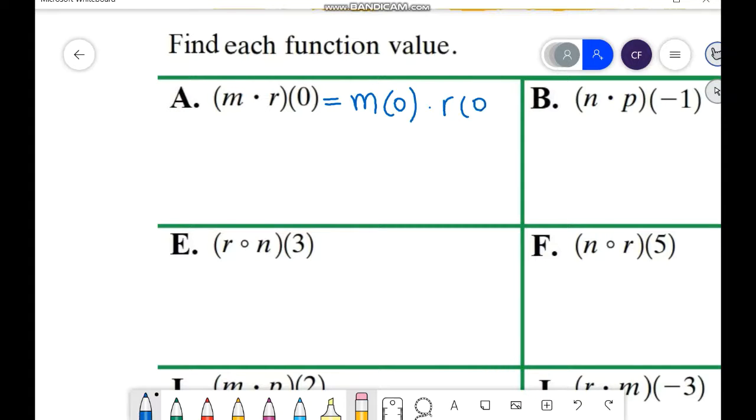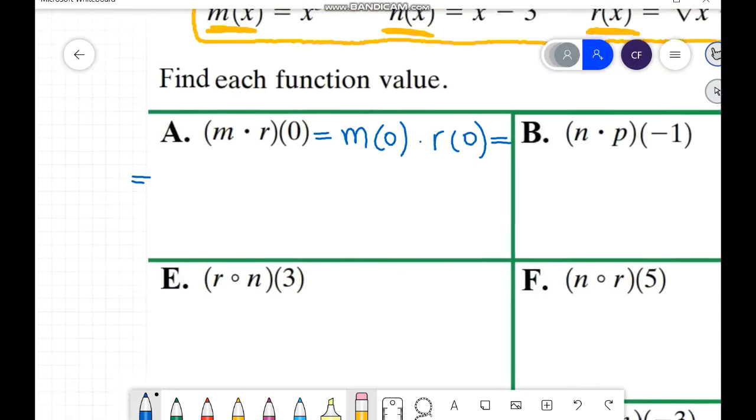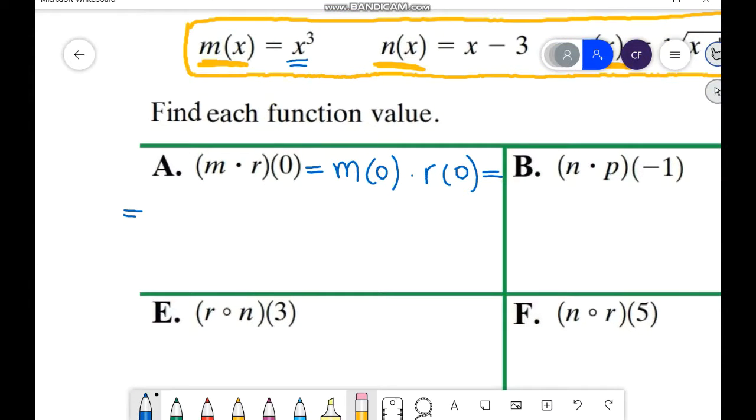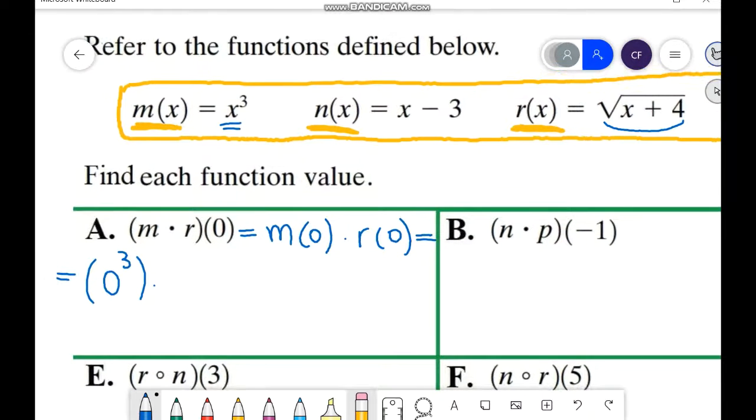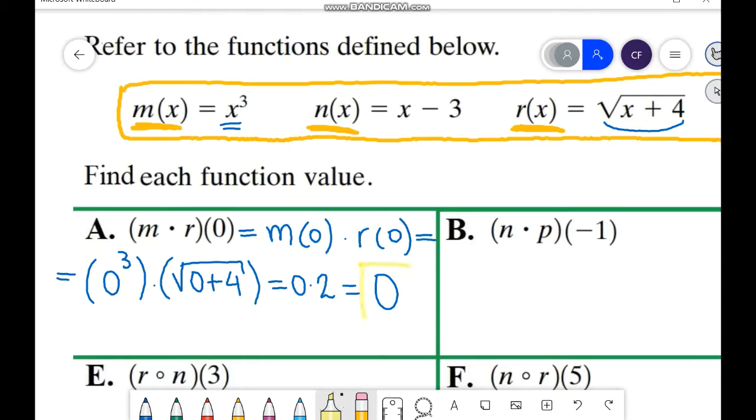Okay, we just plug in x equals 0 into each function, and the function m is x cubed. So 0 cubed times the function r, which is square root of x plus 4. So multiply here by square root of 0 plus 4. Then you're going to have as a result 0 times 2 equals 0. Nice? Simple, easy, very simple multiplication.